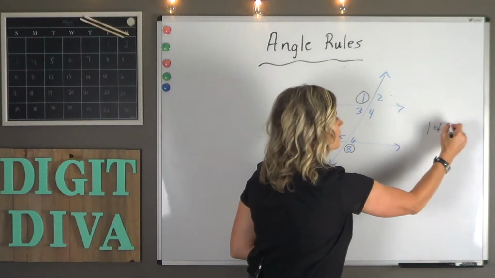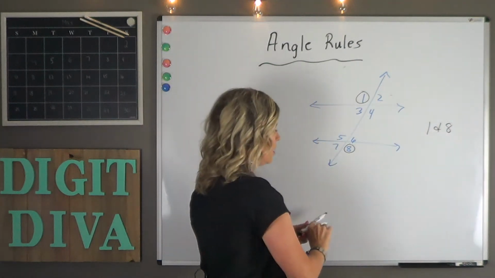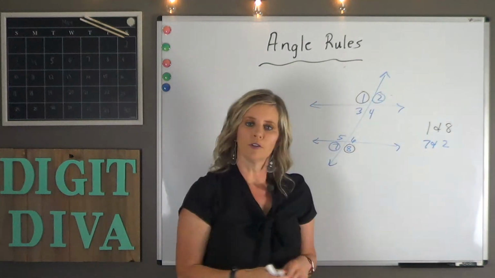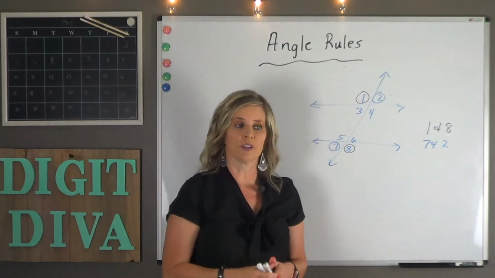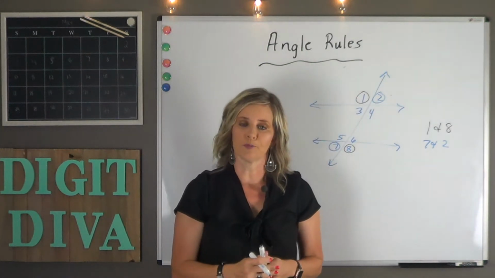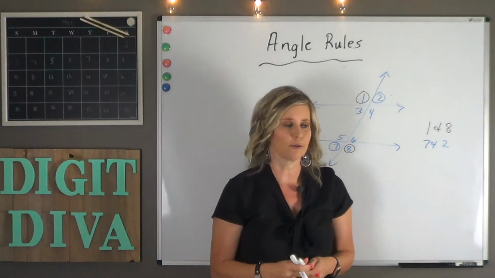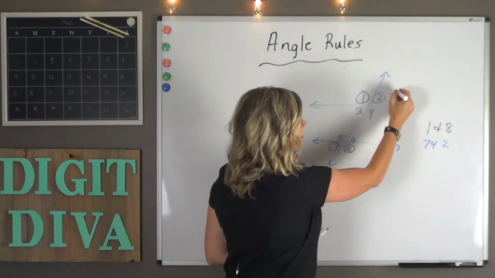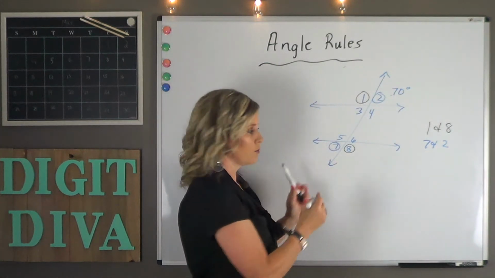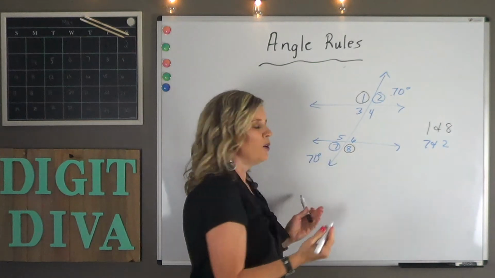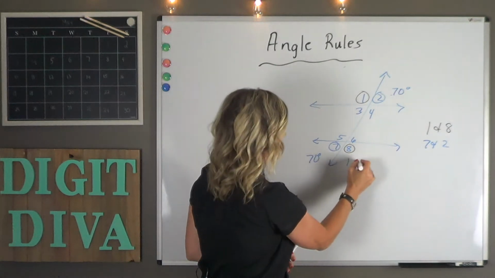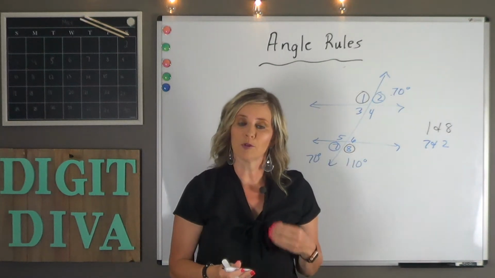So 1 and 8 are alternate exterior angles, and also 7 and 2. Okay, 7 and 2. So those are my alternate exterior angles. They're on the outside of the parallel lines and on the opposite sides of the transversal. They are also congruent angles. So if angle 2 was let's say 70 degrees, okay, then angle 7 would also be 70 degrees. What does that leave angles 8 and 1 being? 110, because their sum needs to add up to 180 degrees.